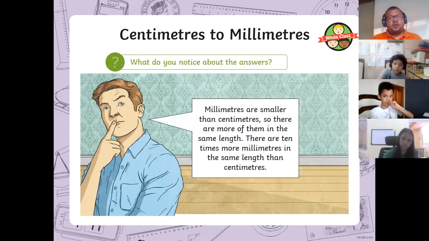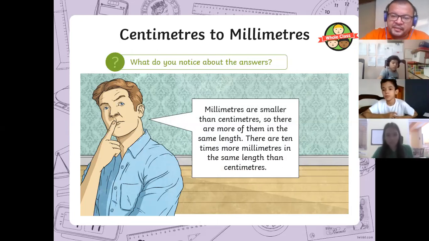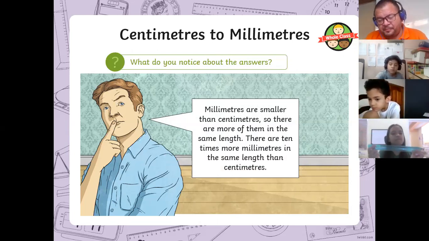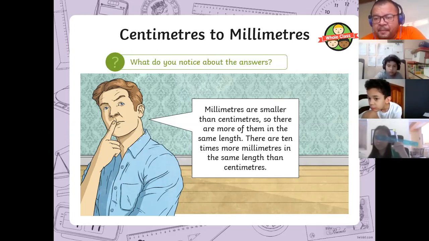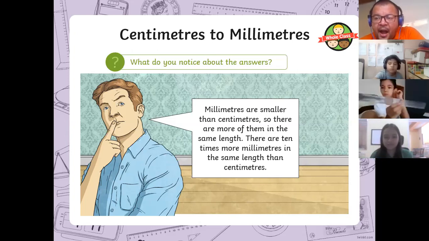Actually, millimeters are smaller than centimeters, as I told you. So there are more of them in the same length. There are 10 times more millimeters in the same length than centimeters. If you have a ruler in your desk, that ruler Fatima showed is for 30 centimeters, right? How many millimeters do you think you have in there?